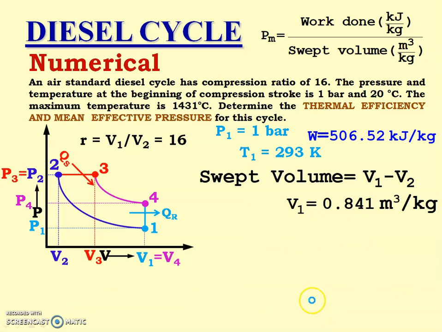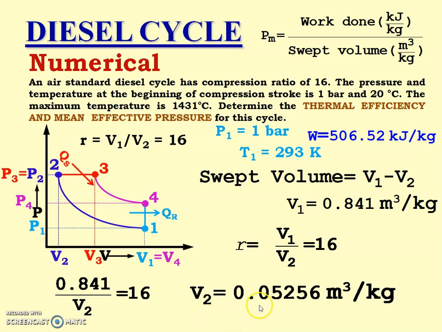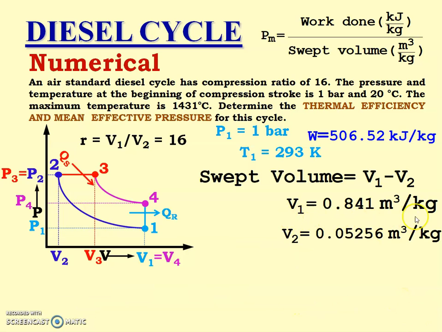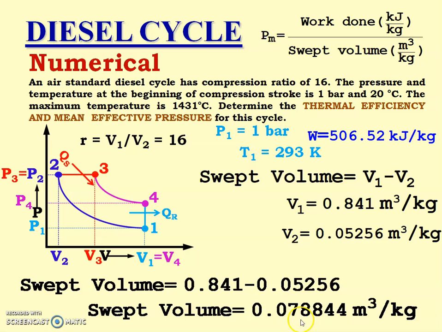So now we have V1. We have V1 by V2 equal to 16, so we can calculate V2. V2 is equal to V1 divided by 16, so it is 0.841 divided by 16. And the answer is V2 equal to 0.05256 meter cube per kg. So we have calculated V1 and V2, now we calculate the swept volume. And the answer is 0.078844 meter cube per kg.